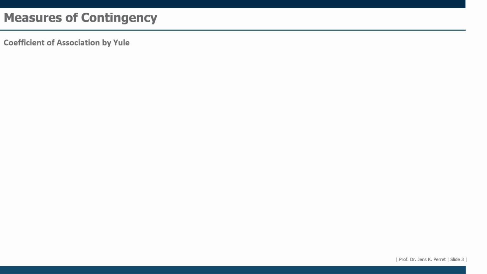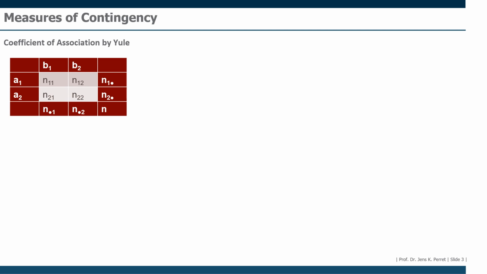Once we have these tables, the first measure of contingency we could calculate is the coefficient of association by Yule. However, the Yule coefficient can only be calculated for contingency tables like this, so 2 times 2 tables. It's more or less something like a determinant of this table, so those two multiplied minus those two, that's the part up here. Then we divide it by this multiplied plus this one. So it's almost the same in the numerator as in the denominator, but in the numerator we have a minus, in the denominator a plus.